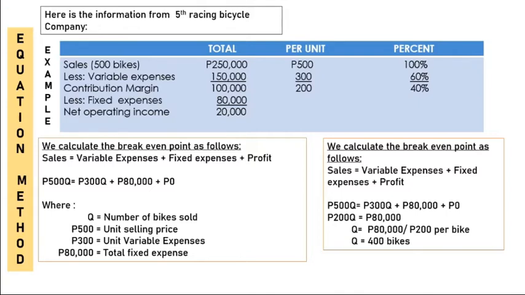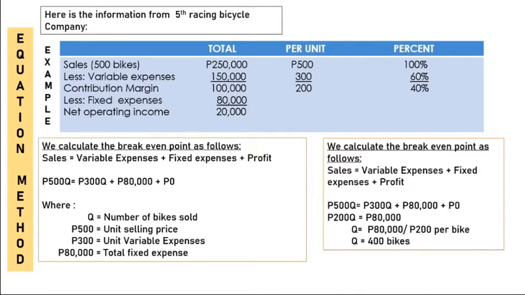We calculate the break-even point as follows. Sales equals variable expenses plus fixed expenses plus profit. 500Q equals 300Q plus 80,000 plus 0, where Q equals number of bikes sold, 500 equals unit selling price, 300 equals unit variable expenses, and 80,000 equals total fixed expenses.